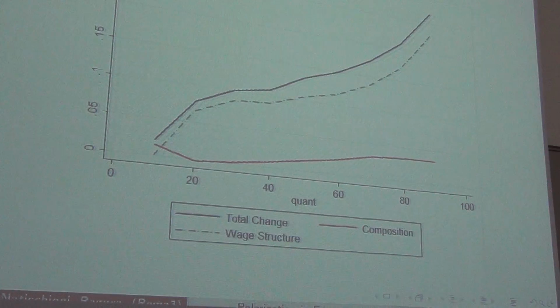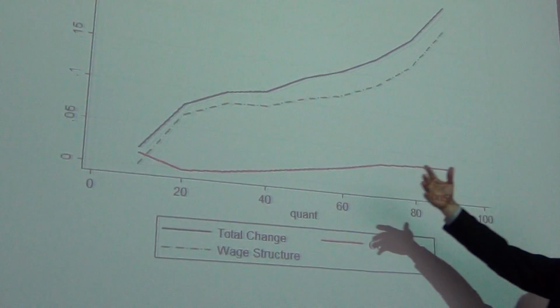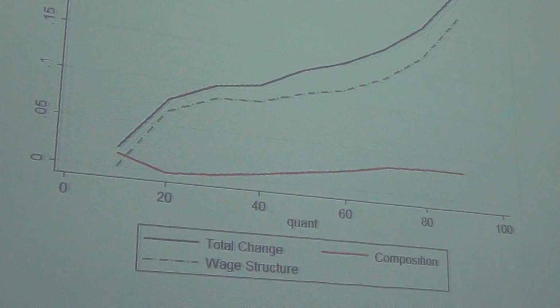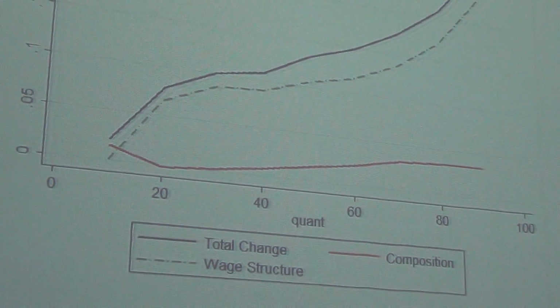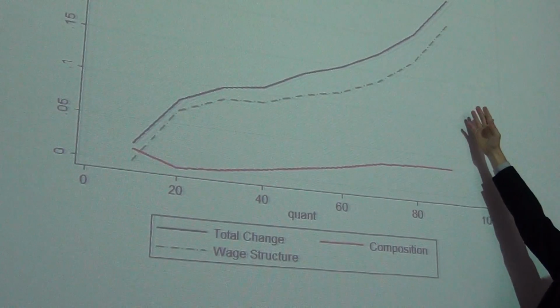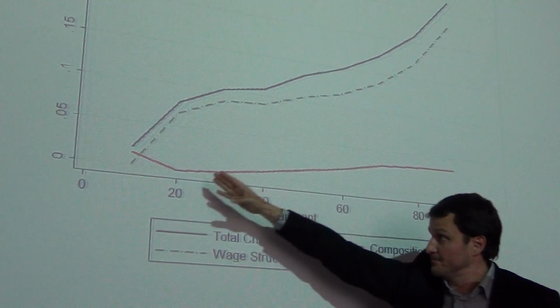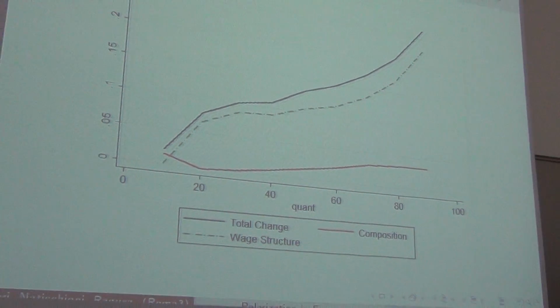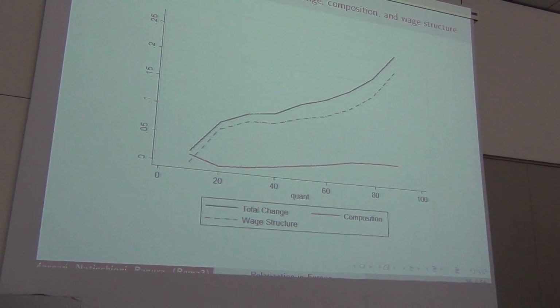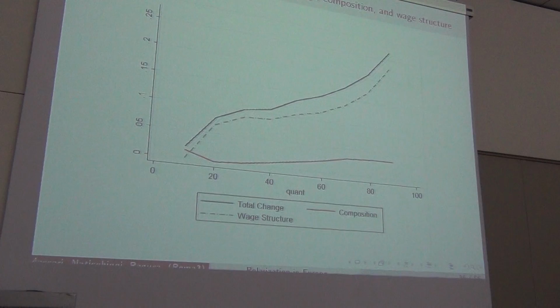So the black line is what we observe in the data. As I told you before, it's like a monotonic trend, as in the US in the 80s. Those who are at the top increase the most, then those who are in the middle, then those who are at the bottom. Here, what is on the y-axis? The y is the change of wages, of log wages over time.